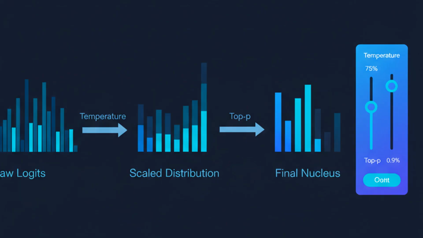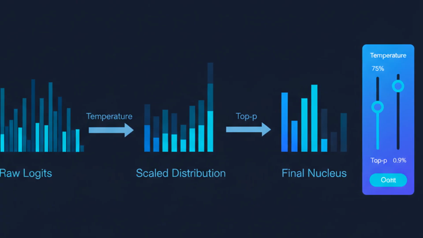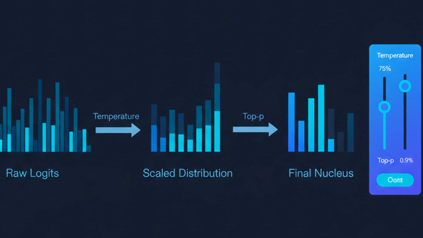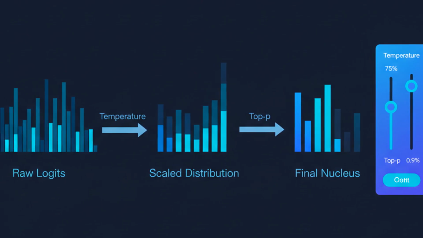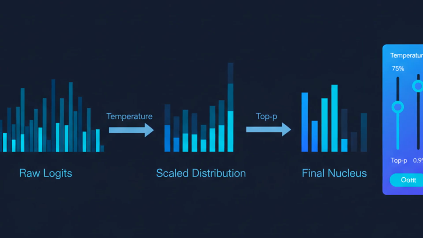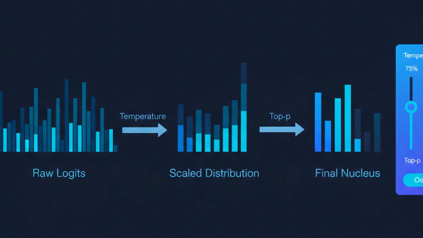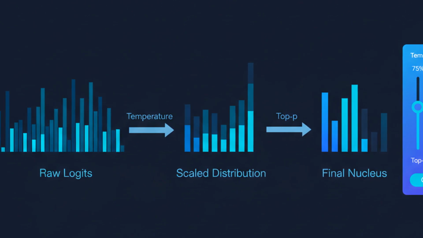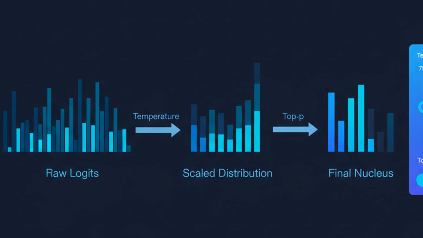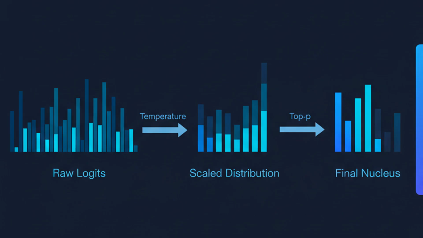Here is where it gets interesting. You can use both together. The standard approach is to apply temperature first, reshape the distribution, then apply top P to truncate it. Low temperature with moderate top P gives you focused, consistent outputs with a safety net against outliers. High temperature with tight top P lets creativity flow but keeps it bounded. The sweet spot depends entirely on your task. OpenAI's API, Anthropic's API, most inference engines, they all let you set both parameters independently.